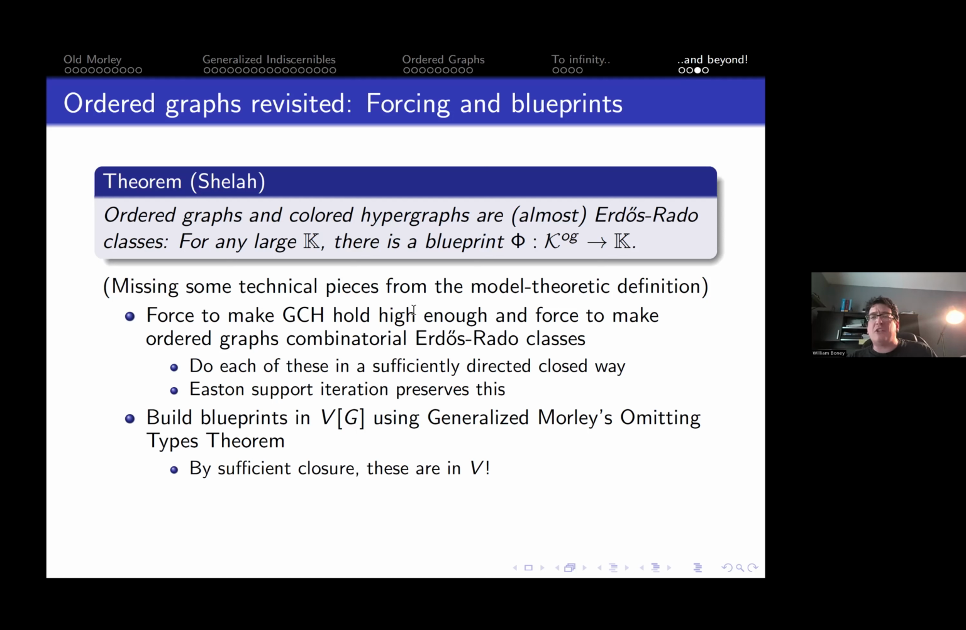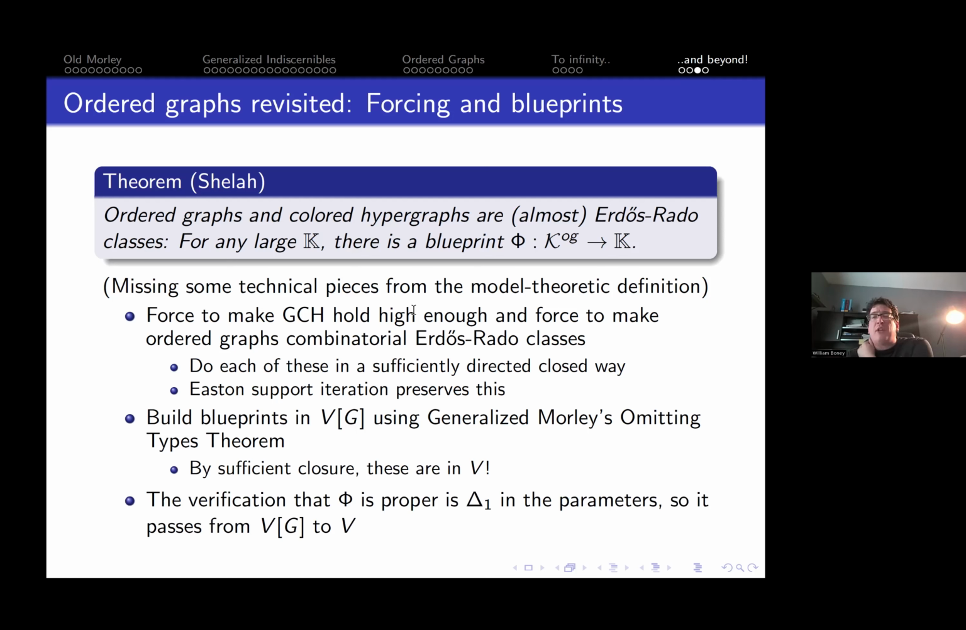Okay, but maybe they're not actually blueprints in V. But if you run through the definition of what it means to be a blueprint, it's delta 1 in the parameters, so it's absolute between all of the models that you're thinking of. And so without having the combinatorics in the ground model, you can go to some nice forcing extension where you have the combinatorics and build the blueprint, but because your forcing was nice enough, that blueprint already had to live in V. So somehow you've used forcing to prove this ZFC result, which is always nice and interesting.